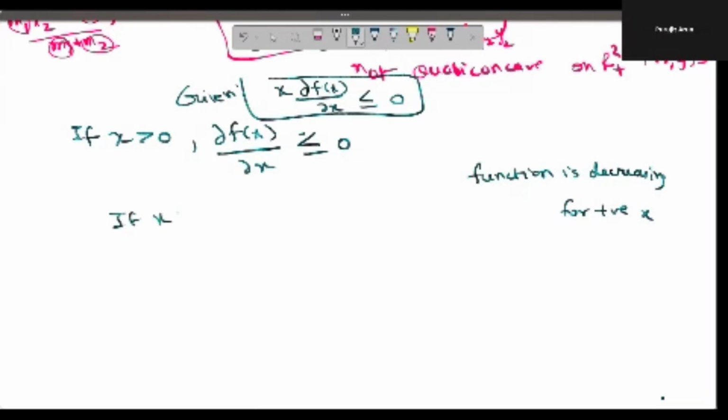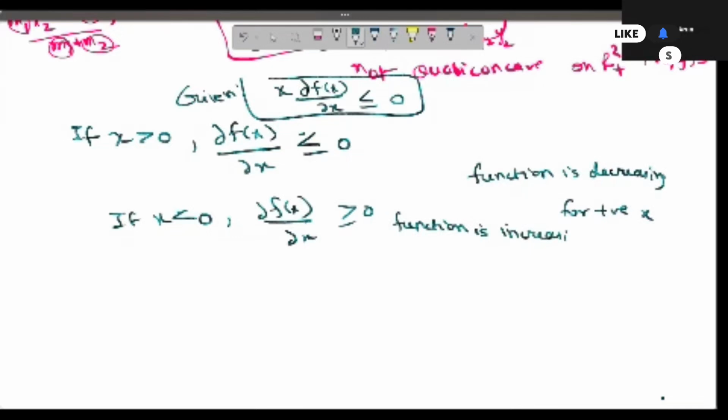So if x is lesser than 0, it will be opposite, right? That is, the function is increasing for negative values of x. When does it happen? The function is increasing when you have lesser values of x and decreasing when you have more, I mean positive, values of x.